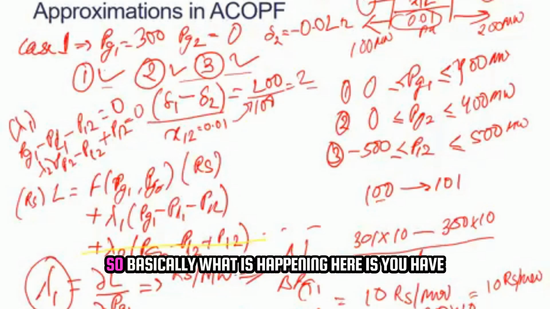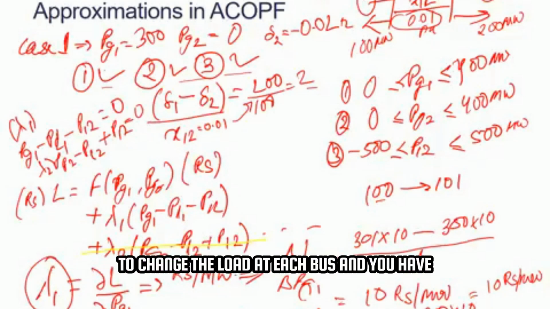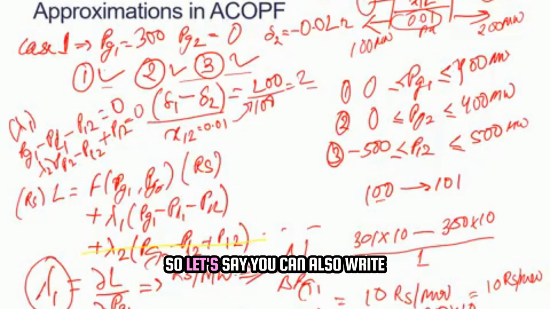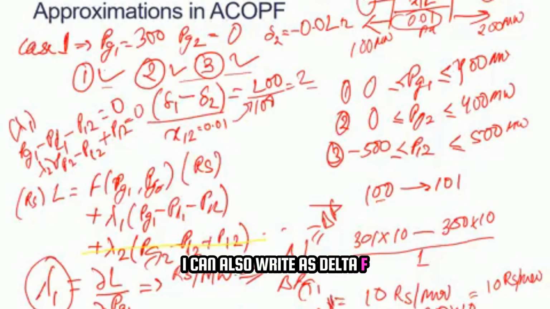Right? So basically what is happening here is you have to change the load at each bus, and you have to see the change in the objective function, whatever is the change in the objective function. So let's say you can also write here change in objective function. I can also write as delta F with respect to change in the load.